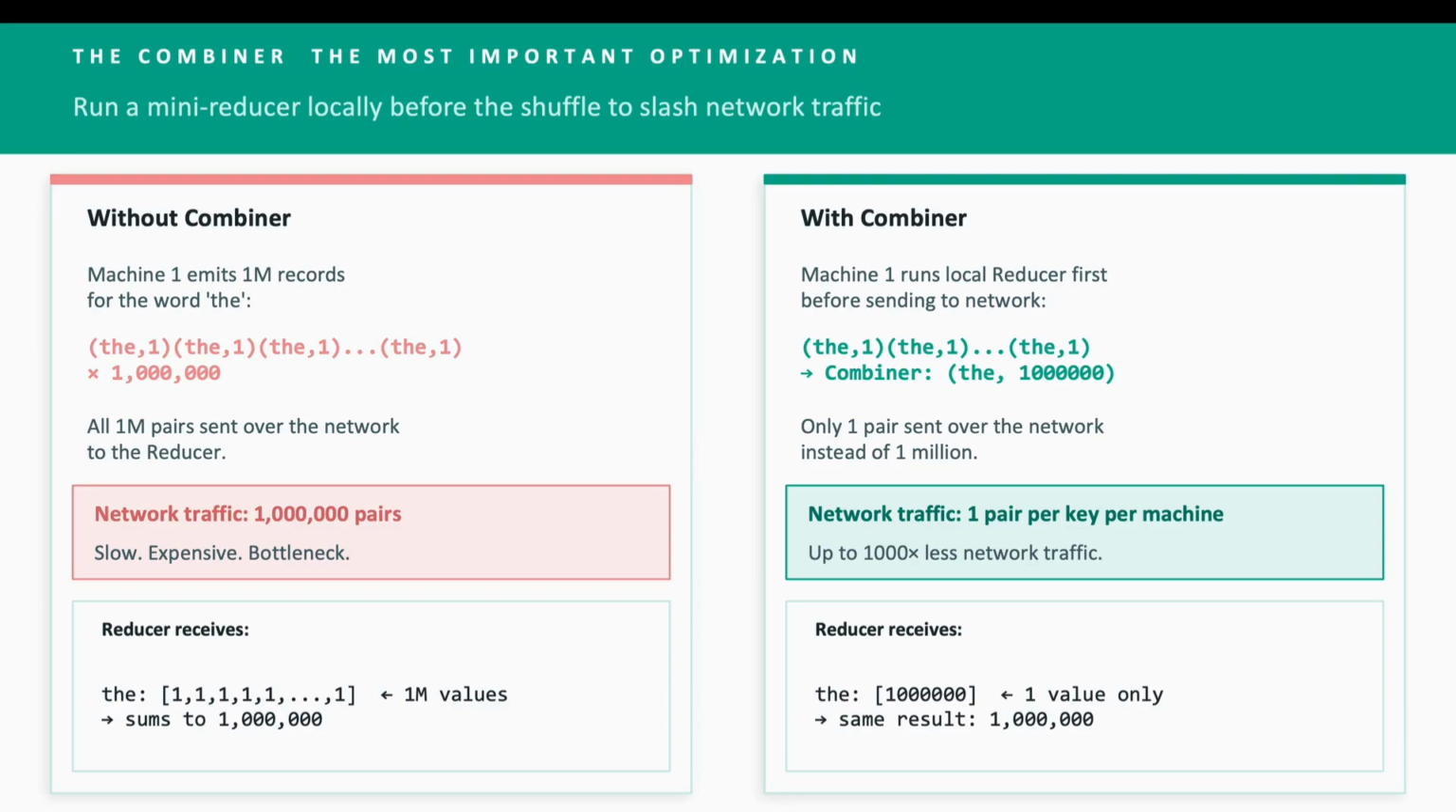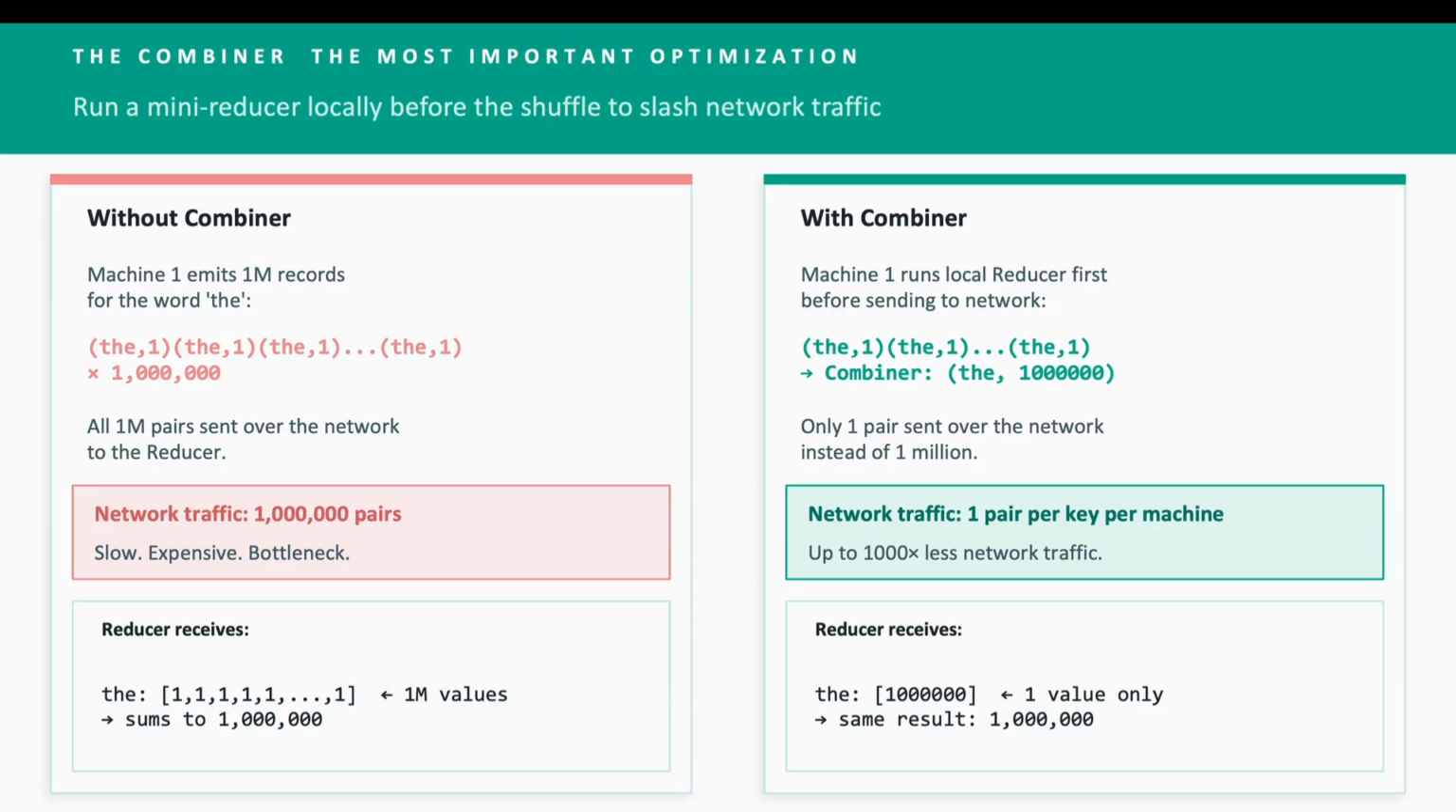With a combiner, same scenario. Before sending anything over the network, the machine runs a local mini reducer. 1 million (the, 1) pairs become a single (the, 1 million) pair. 1 pair goes over the network instead of 1 million. So look at the right panel. The reducer receives 1 million instead of a list of 1 million ones. Same answer, same correctness, one millionth of the network traffic. In practice, combiners typically reduce network traffic by 14 to 19%. They are not optional in production, they are mandatory.